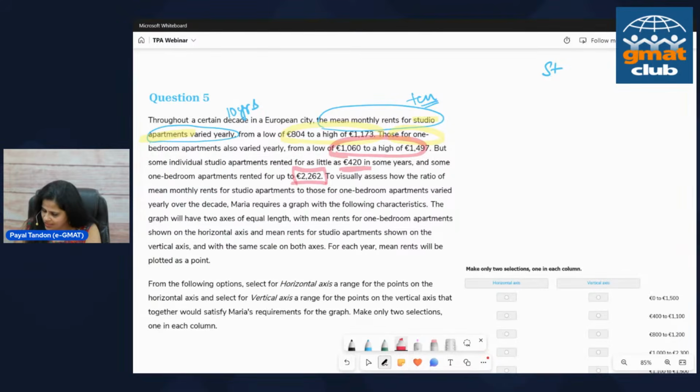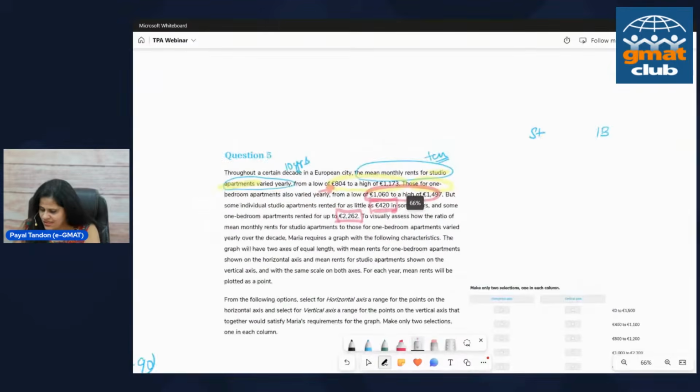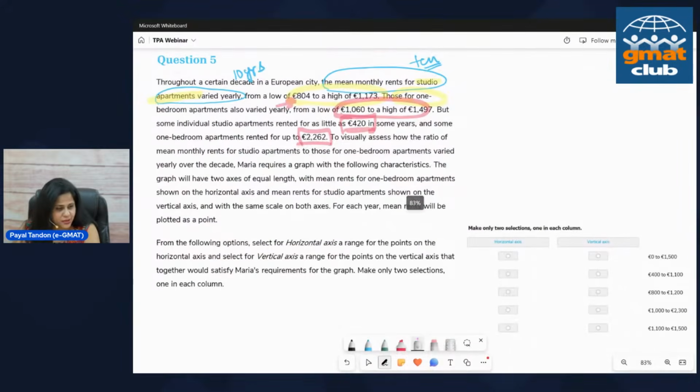Now observe that this 420 is way less than the range over here for studio apartments. Likewise, this 2262 is way over the upper limit for the one bedroom apartment. So the author has given us some outliers. First of all, they've given us that the monthly rent is from 804 to 1173 for studio apartments, and 1060 to 1497 for these one bedroom apartments. And then they're talking about these outliers.